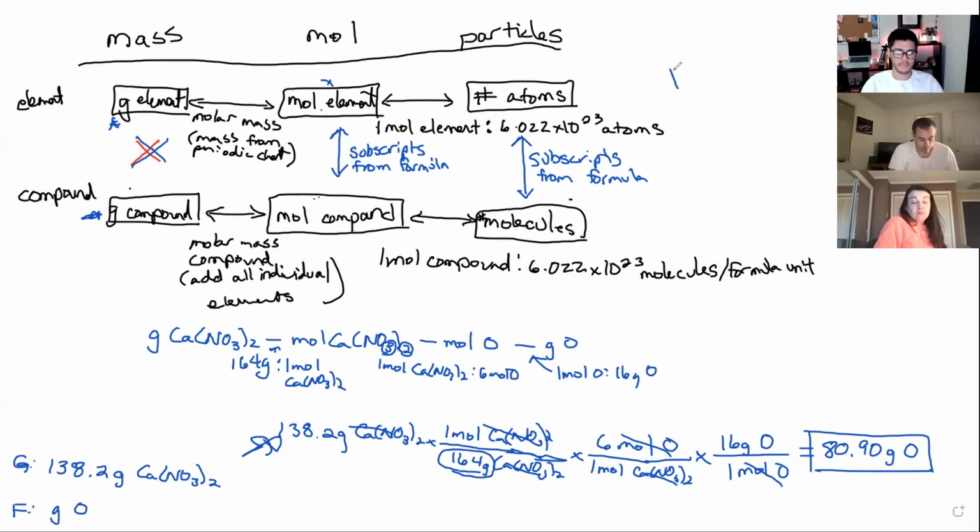Okay, so we're gonna move into this concept called mass percent. If you started working on the lab at all this week, it talks about that.